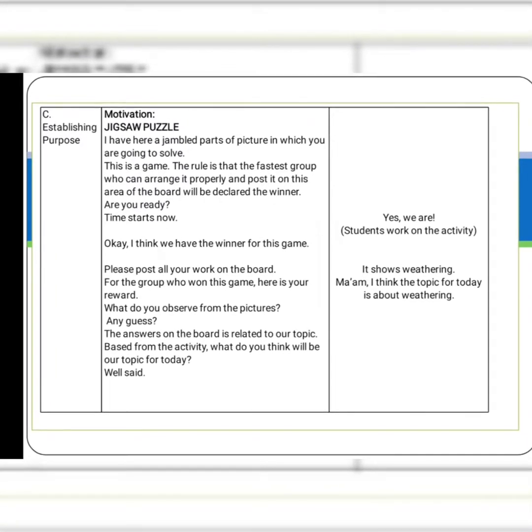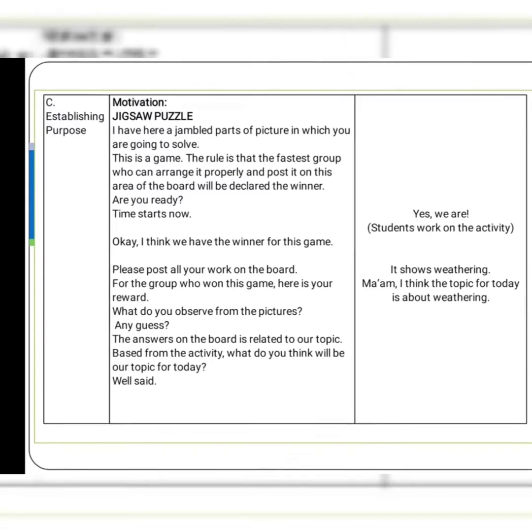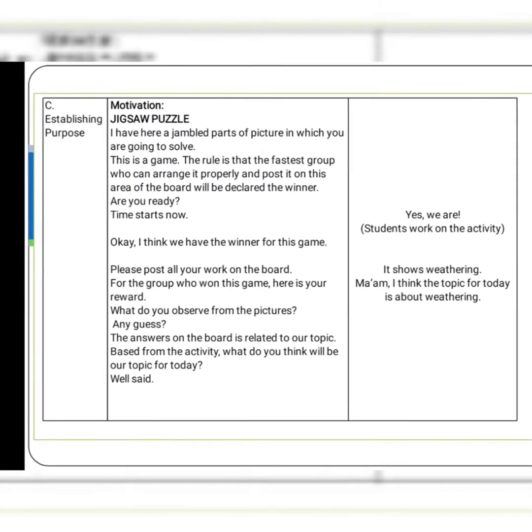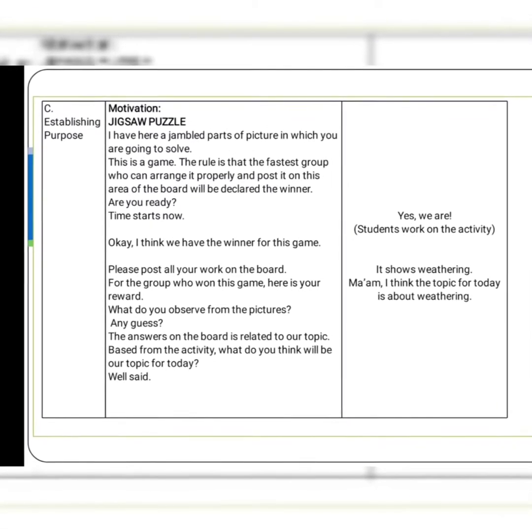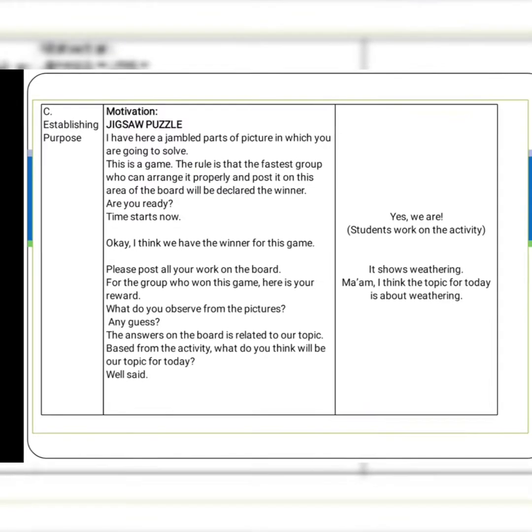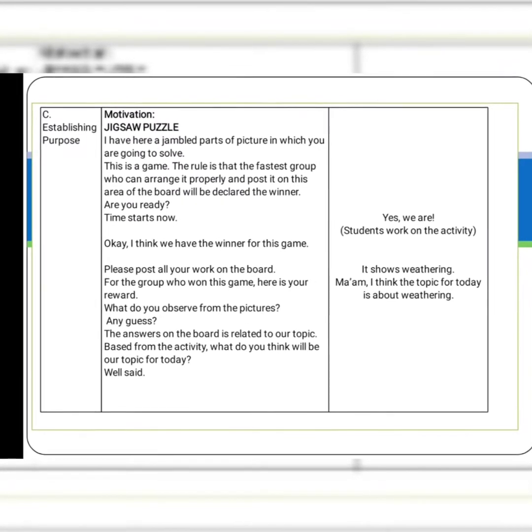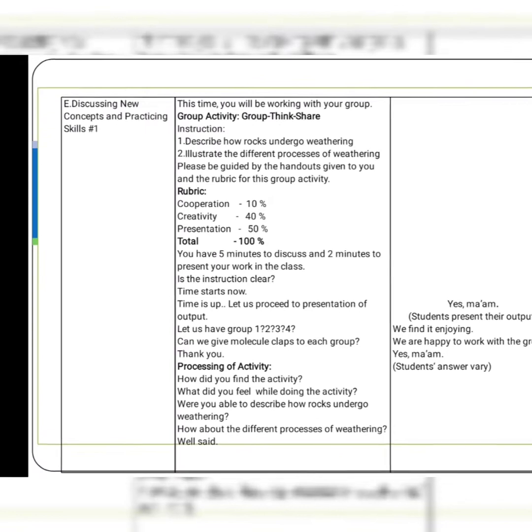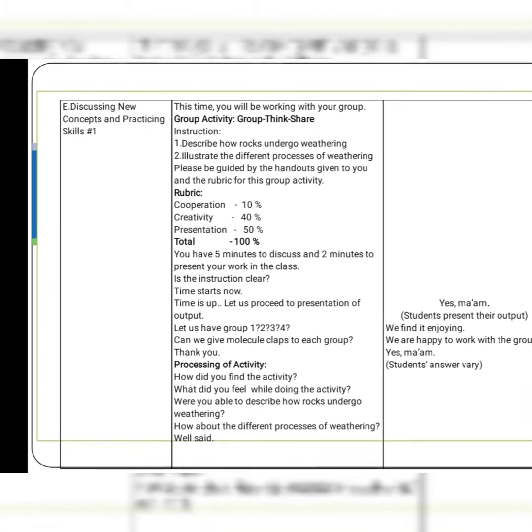And then after your activity, you should ask them what the activity was about. And based on the activity, what do they think will be your topic for today? So they have to answer that.